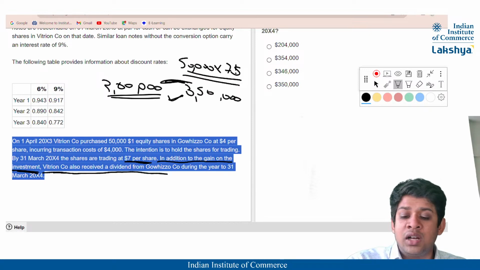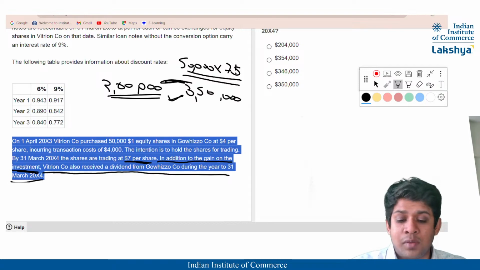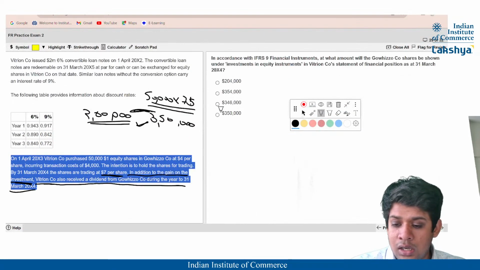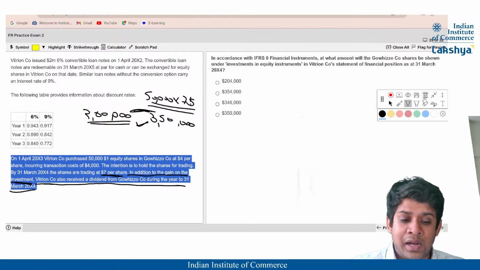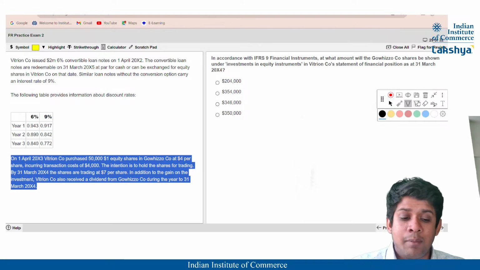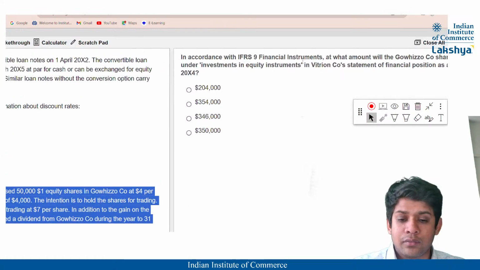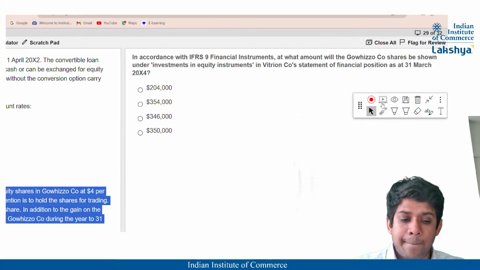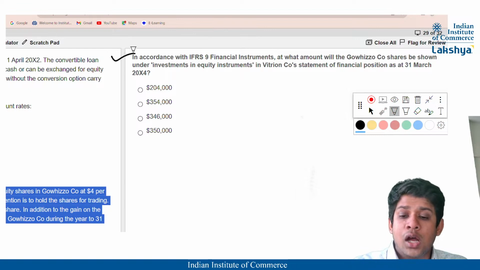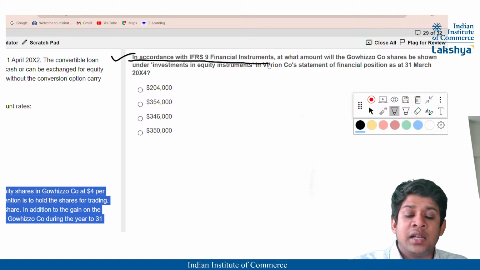Withdrawn company also received a dividend from Goziho company during the year ended 31st March 2014. That is all for the scenario. They have not provided us the amount of the dividend which is paid. So technically we'll ignore it as of now. Anyway, it is held for trading, guys, correct? So dividend will not be considered here. In accordance with IFRS 9, dividend will not be capitalized to the value of the asset.